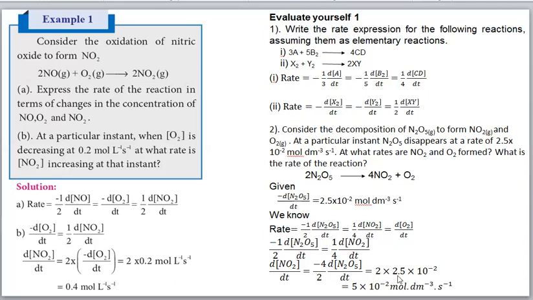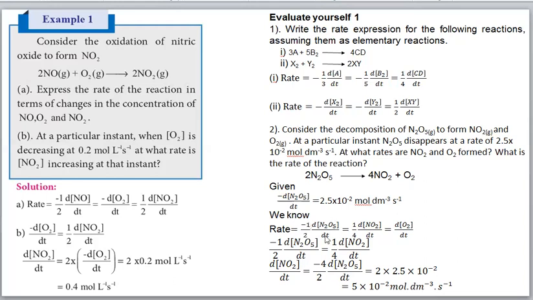So 2 into 2.5, there is no need of the minus sign here now, into 10 to the power minus 2, equals 2 into 2.5, that is 5 into 10 to the power minus 2 mole per decimeter cube per second. So the rate of appearance of NO2 we found. Then the rate of appearance of oxygen we have to find out.